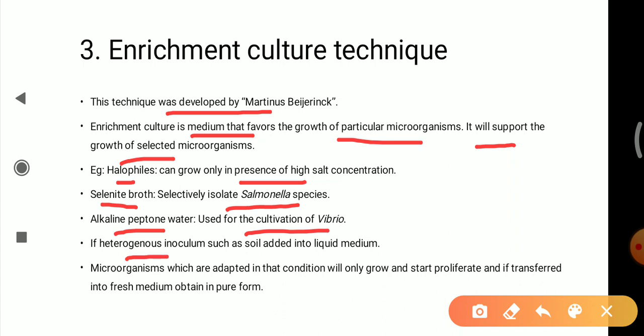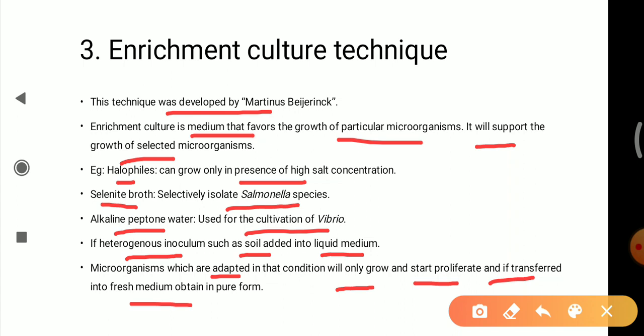A heterogeneous inoculum, such as soil, has various diversified microorganisms present inside it. We take a soil sample and add it into the liquid enrichment medium, a specific enrichment medium. Microorganisms will adapt to this condition and start growing and proliferating. It is then transferred into fresh medium, and again into fresh medium, to obtain a pure form.